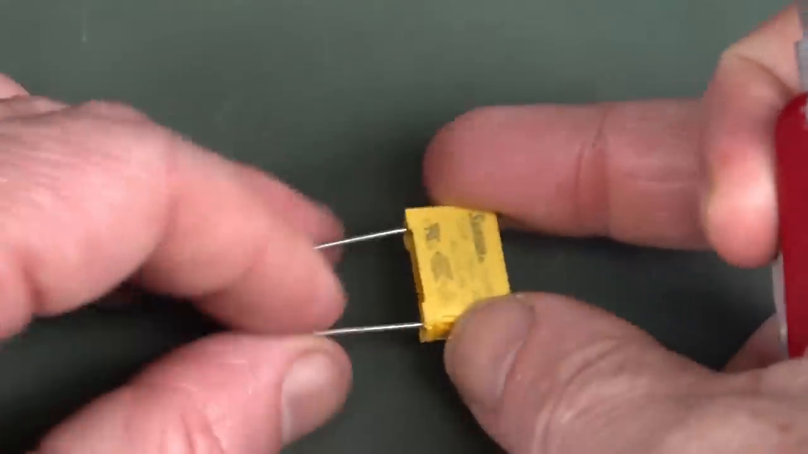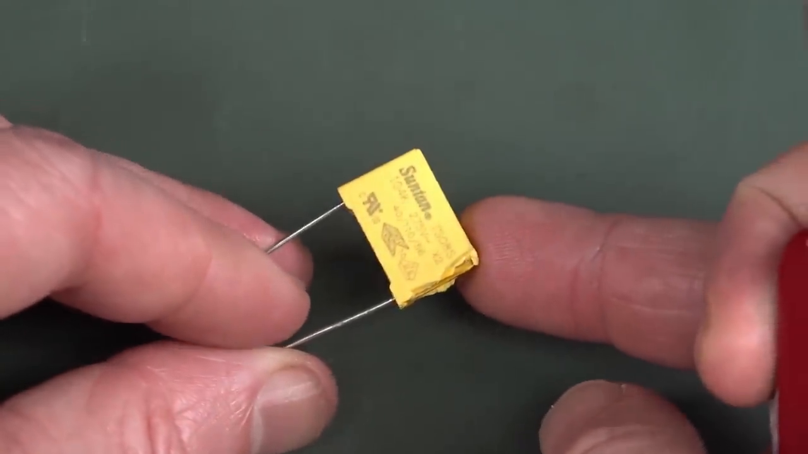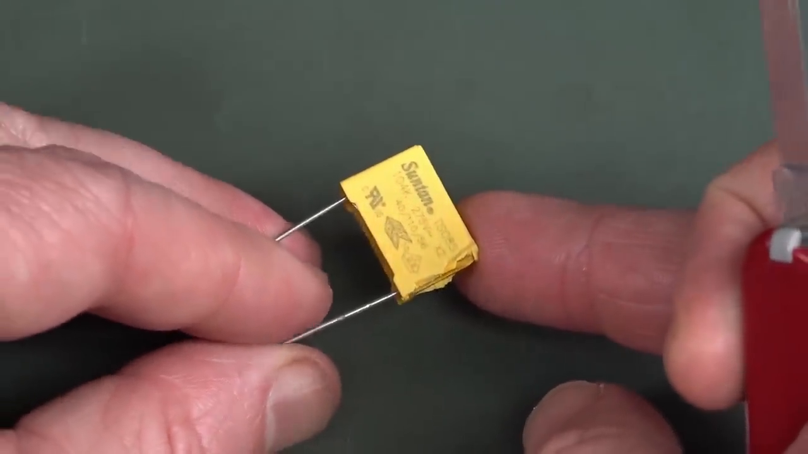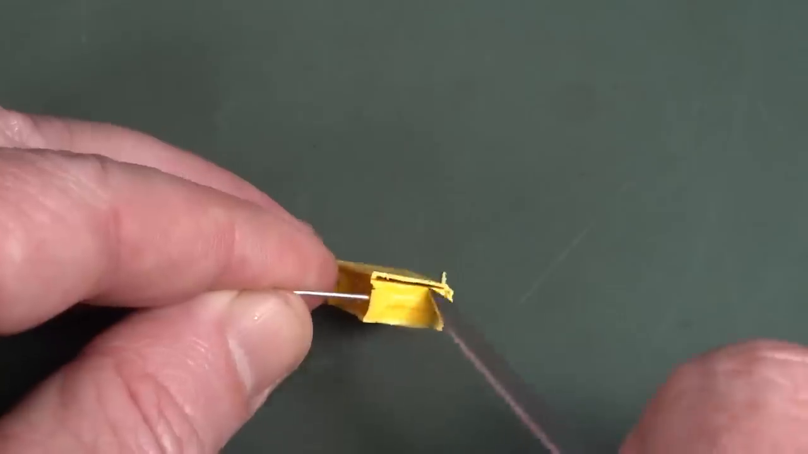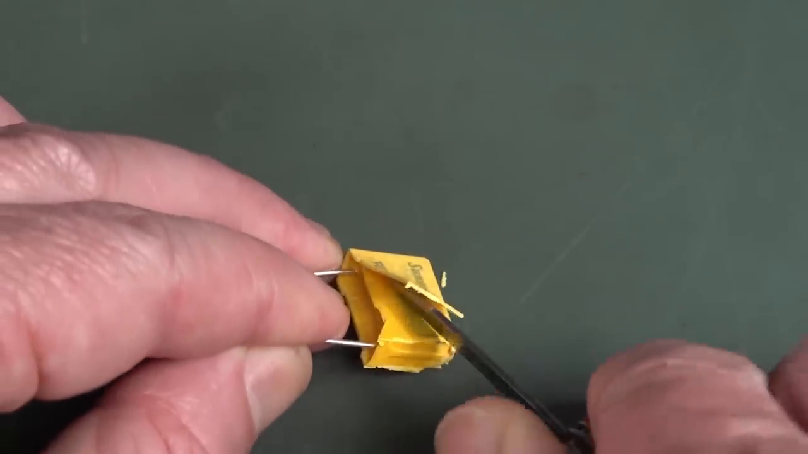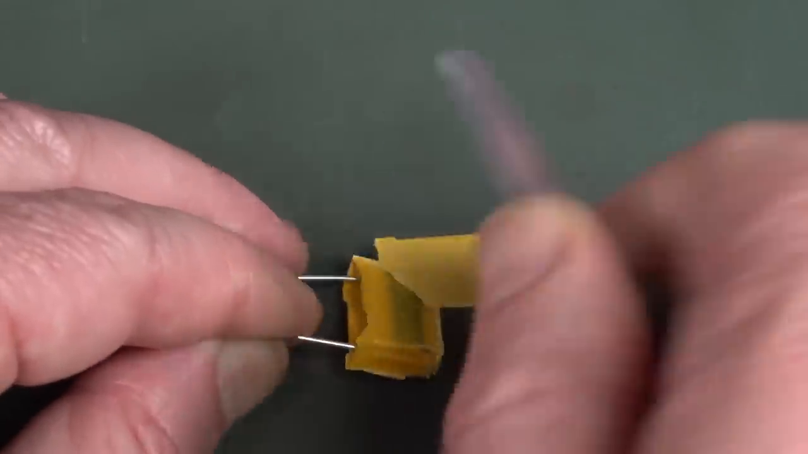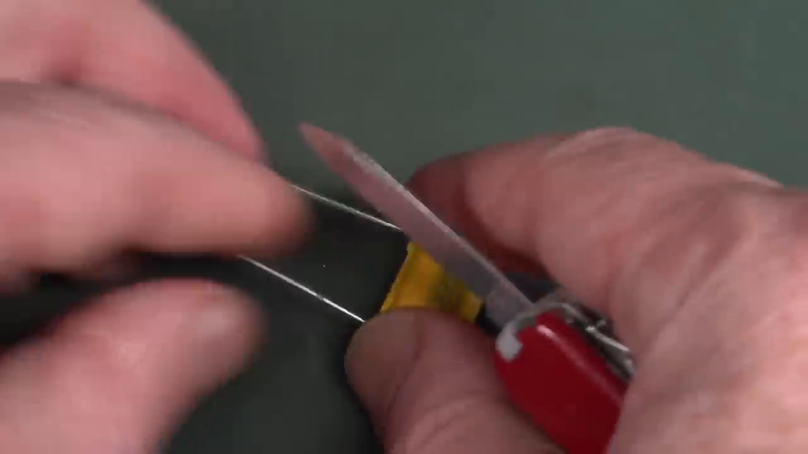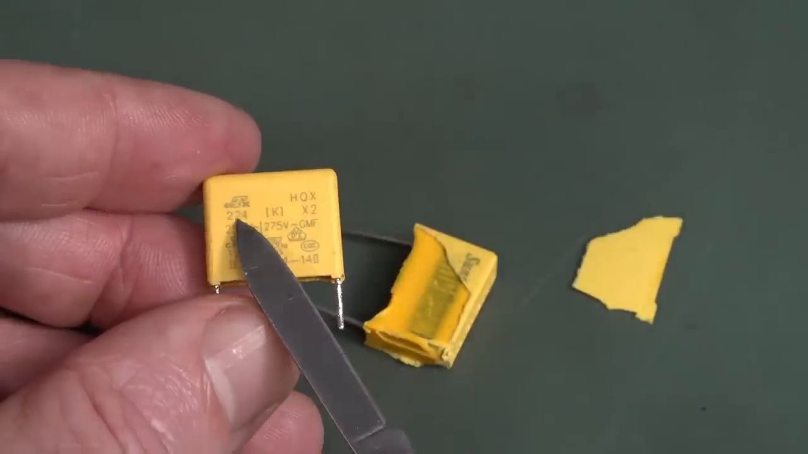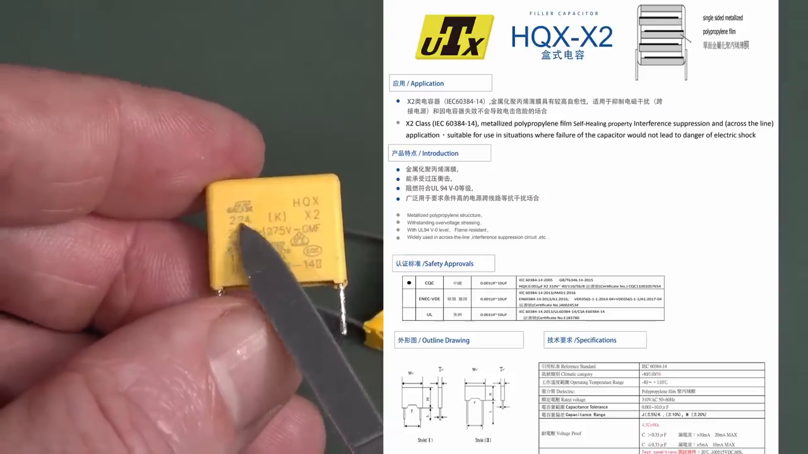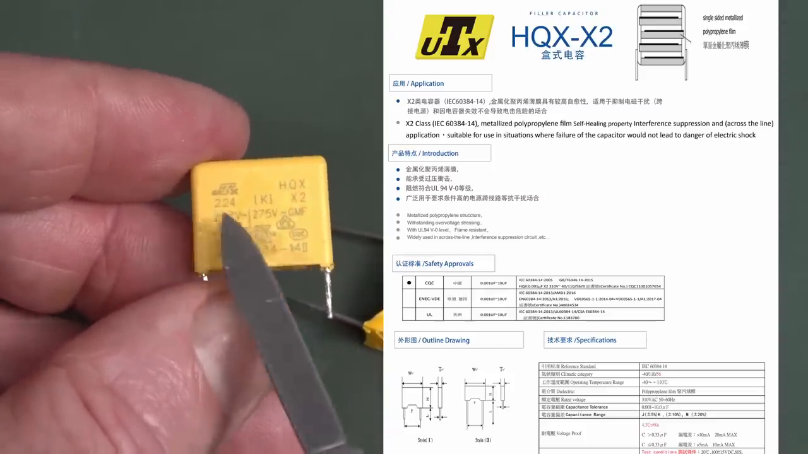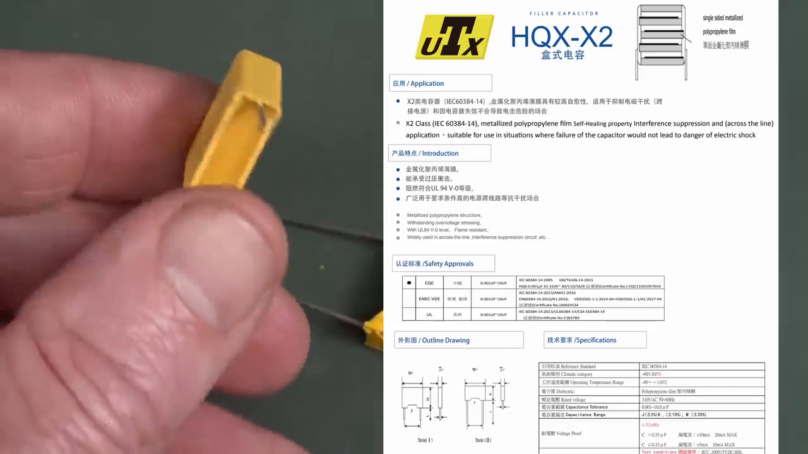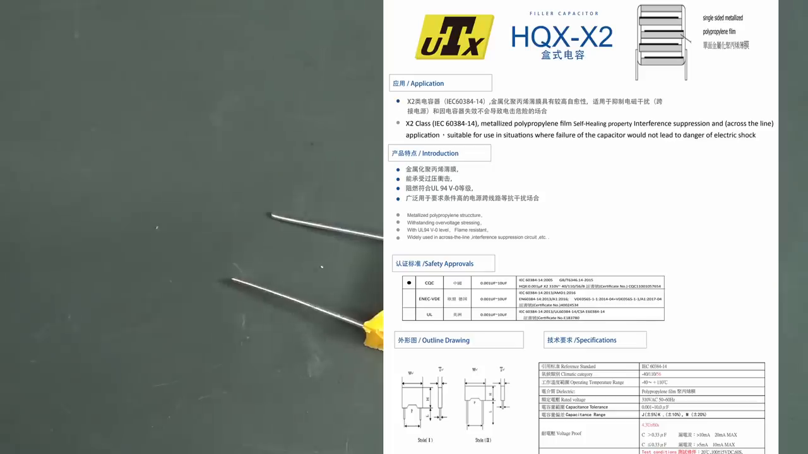So I'm just testing this on a good one. I got this from J-Car. This is a Suntan. I took the side off it there, and you can see that the potting compound is pretty well all the way in there. Anyway, I forgot to tell you, this is a UTX brand, and we do actually have the datasheet for this one that we're going to attempt to tear down. It's in Chinese, but we get the gist.